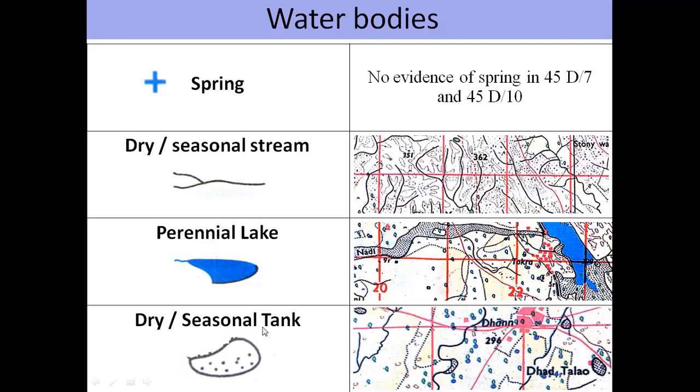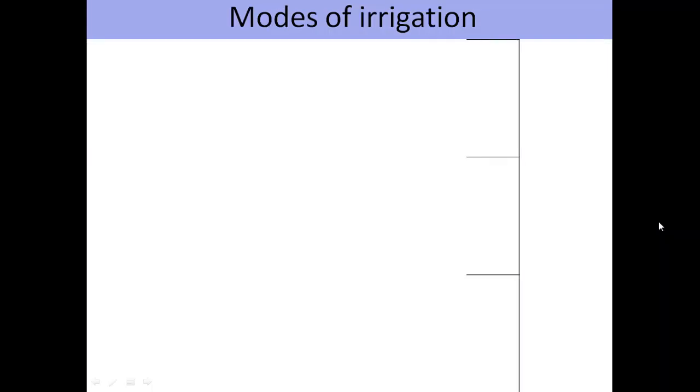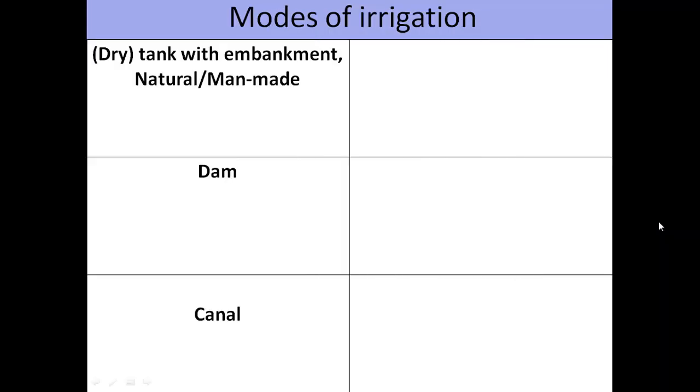Next is dry and seasonal tank. As you can see, the symbol of a dry tank is an uneven polygon shape with lots of black dots in it. These black dots represent sediment deposit. Now if you see on the map extract, there are 1, 2, 3, 4 dry tanks shown over here. These tanks are dry because this belongs to a region which is arid in nature with very little rainfall. Only during the monsoon do these dry tanks fill with water, which the farmers use for irrigation and some other purposes. Now we learn what the modes of irrigation are, shown with the help of different symbols and colors.